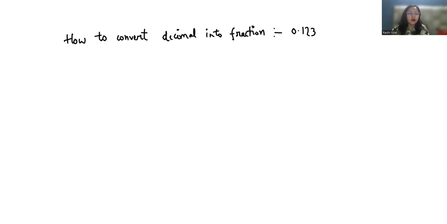So 0.123 in the decimal form. To convert into fraction form, I am taking the denominator as 1. Now, first I'm going to remove the decimal. To remove the decimal, I'm going to multiply the numerator and denominator with the number of tens depending upon the digits after the decimal. So there are 3 digits after the decimal. So 10 times 10 times 10 in the numerator, and to balance it, in the denominator as well.